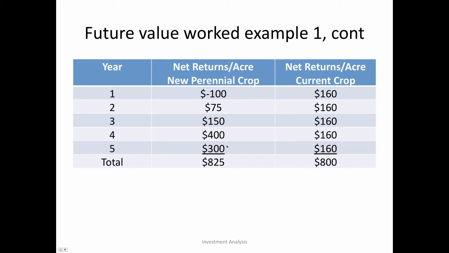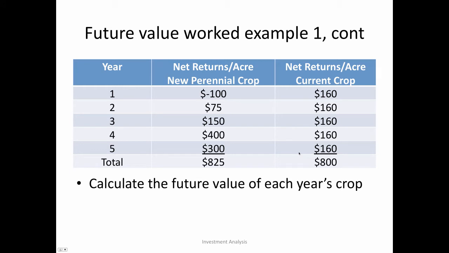Part of the issue is that the pattern or the flow of money from that new perennial crop is relatively uneven. In the first year, you actually lose money, and then in subsequent years, you earn a larger amount of money. What we want to be careful of is that a dollar in year 1 isn't equal to a dollar in year 5. And so what we need to do is calculate the future value of each year's crop. So what I would do, for instance, is calculate the future value of $160 in year 1 in year 5, and $160 of year 2's crop in year 5, and the same thing for the perennial crop.